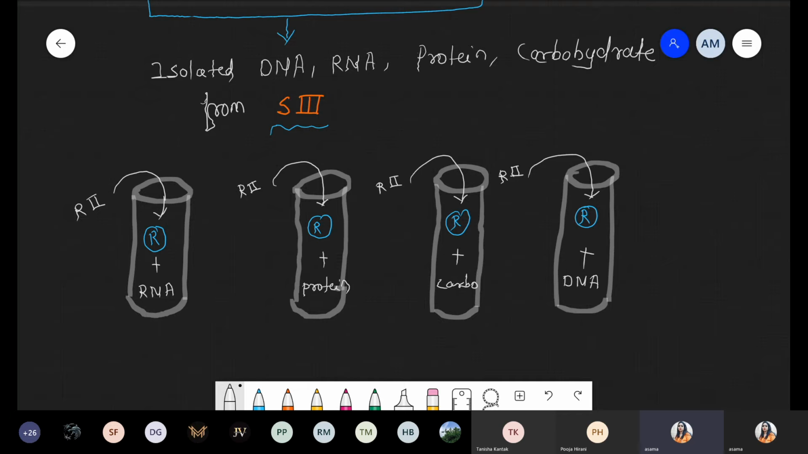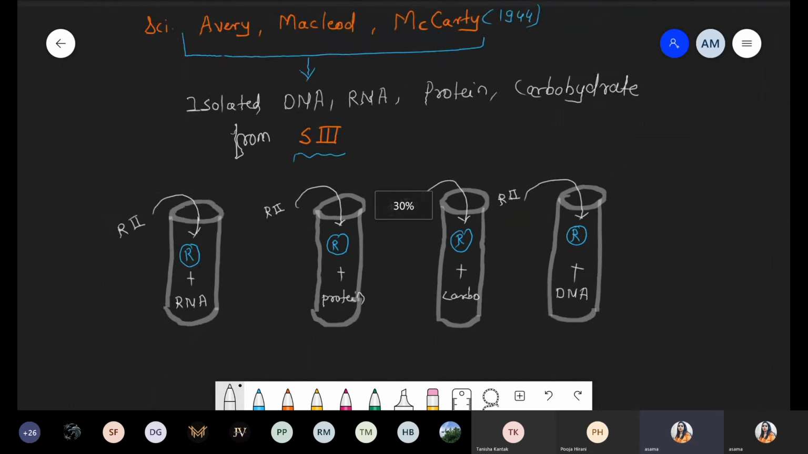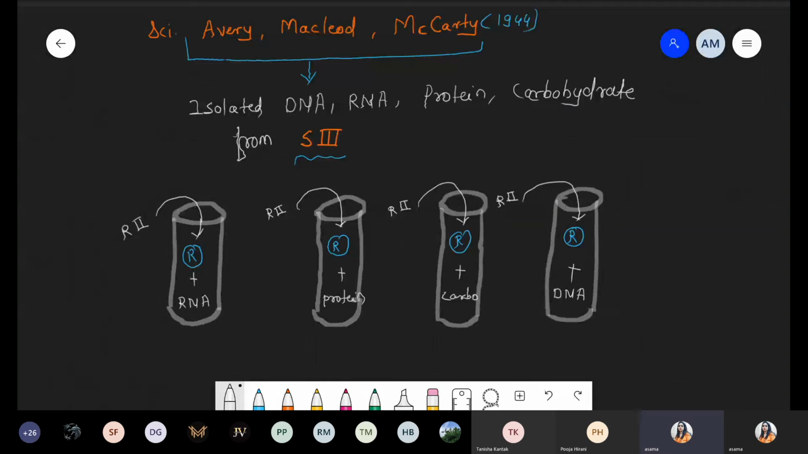So just check the previous part. We just saw, during the Griffith experiment, what happened? According to scientist Griffith, because we have to find out the chemical nature, all biomolecules were isolated from the smooth strain. That is, he isolated DNA, RNA, protein, carbohydrate, and he wanted to prove which of these 4 molecules is responsible for transformation.